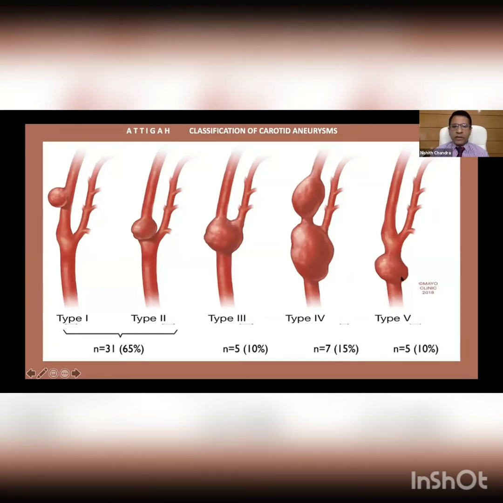So why this classification? Because it has implications for the treatment. And the commonest types, as you are seeing, 65% of them, are type 1 and type 2. And our case also falls into this category. It is a type 1 involving only the left internal carotid artery.